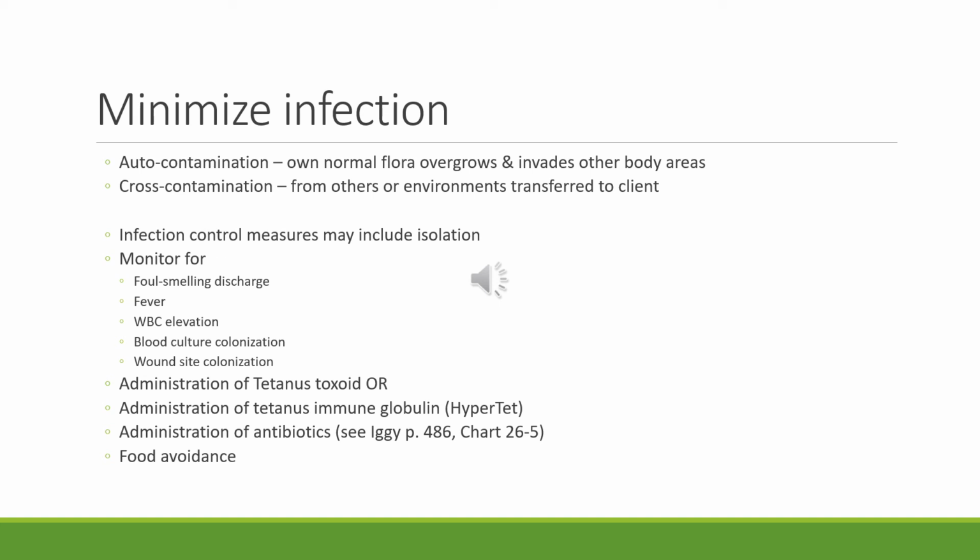Also, we talked about administration of tetanus toxoid on your homework assignment, and then the administration of tetanus immunoglobulin or hypertet if we don't know the patient's history. And also use of antibiotics becomes important. So some topical antibiotics, we know that they come in forms of ointments and creams, and usually they're applied 1 to 2 times a day with dressing changes.